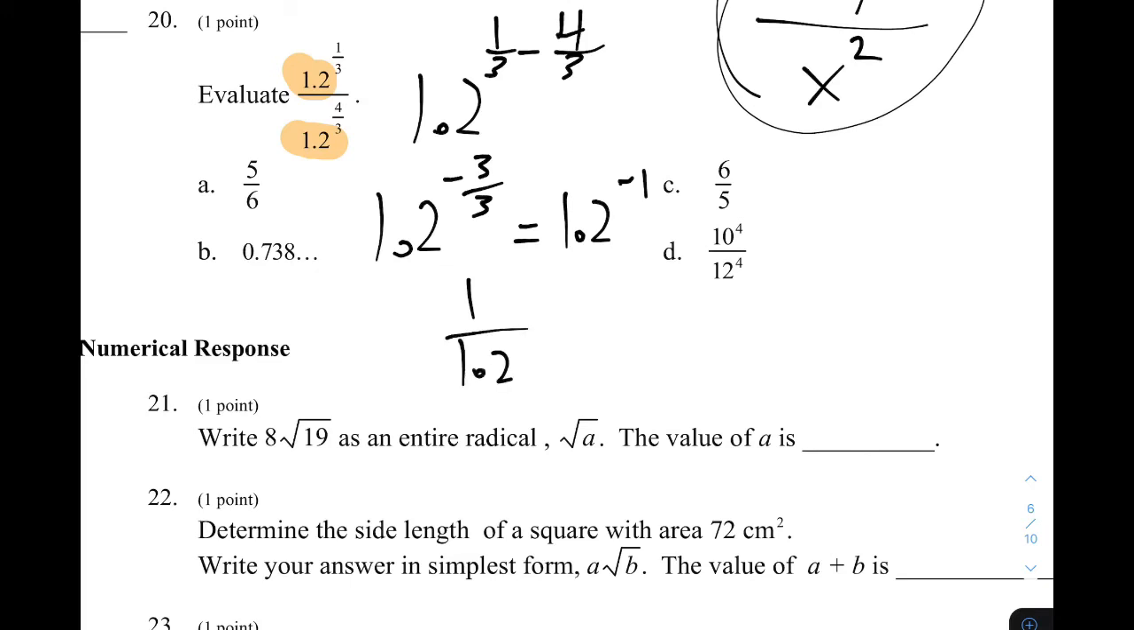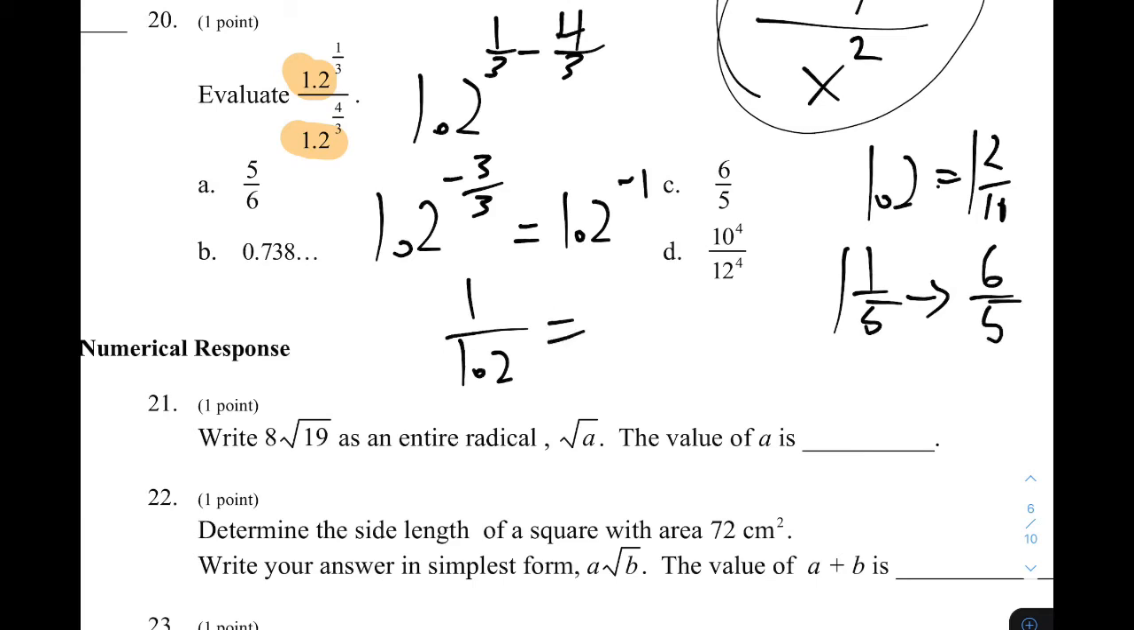1 over 1.2 isn't any of our choices here, so we might need to change 1.2 into a fraction. 1.2 as a fraction is 1 and 2/10, which we can reduce to 1 and 1/5, which we can change to improper form and get 6/5. So that's 1 over 6/5. And 1 over 6/5, once we actually do that division, becomes 5 over 6. So that's going to be A.